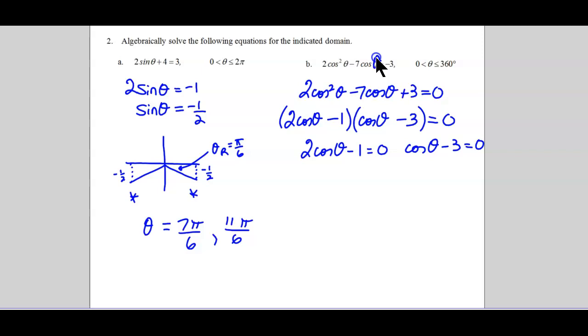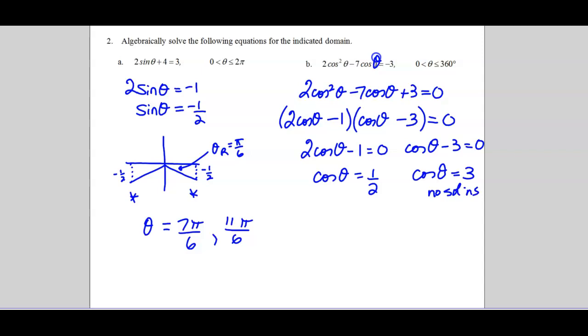Okay, so we want to isolate cos theta equals 1/2. Here, cos theta equals 3. Right? Cos theta equals 3. Is that even possible? No, there is no angle that will satisfy that. So no solutions from that part.